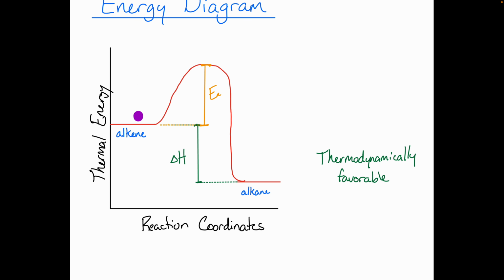And that corresponds to the kinetics of our reaction, right? How fast or how slow a reaction occurs. And this particular reaction has a very high activation energy barrier, right? So this reaction has a large activation energy barrier. Which means from a kinetic standpoint, it is very unfavorable.